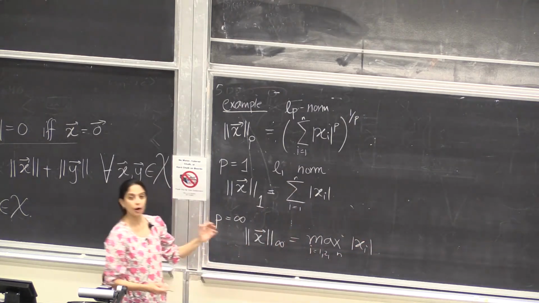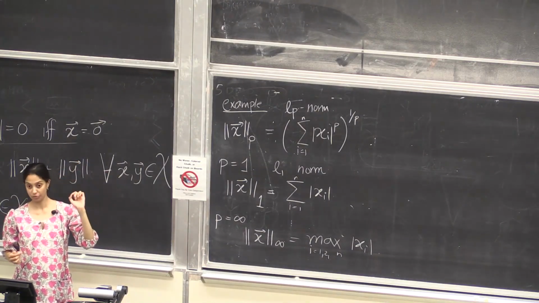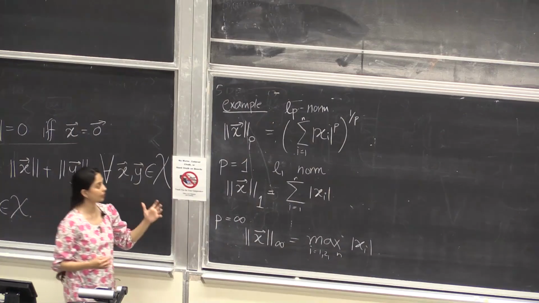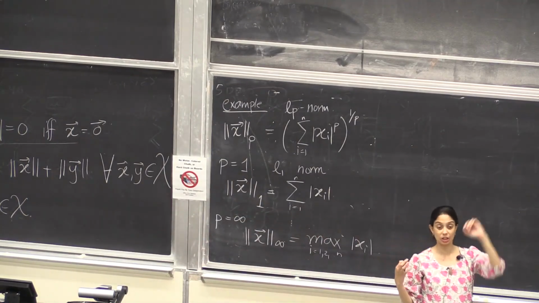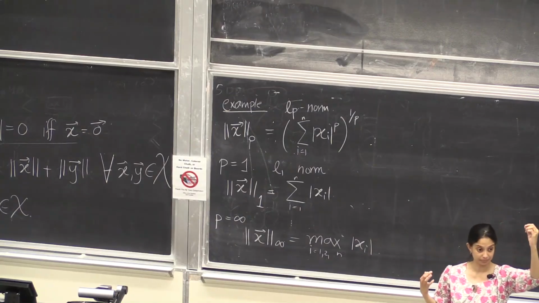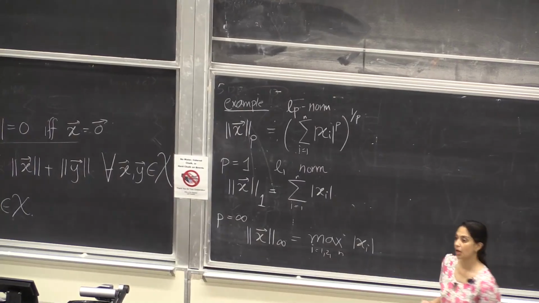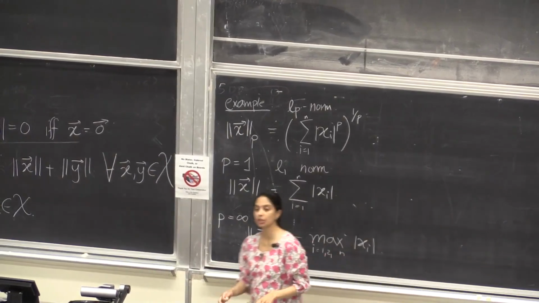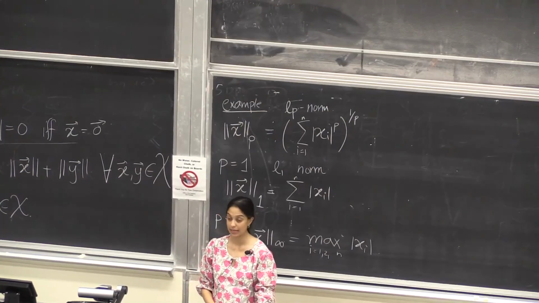So it's going to pull out that entry of the vector that has the largest absolute value. Why is that going to happen? Because as you raise this to higher and higher powers, the largest entry is what is going to dominate, and that is what is going to be preserved. Okay? So these are two particular norms that we're going to talk about in this class quite a bit.